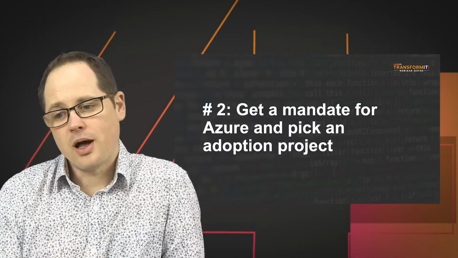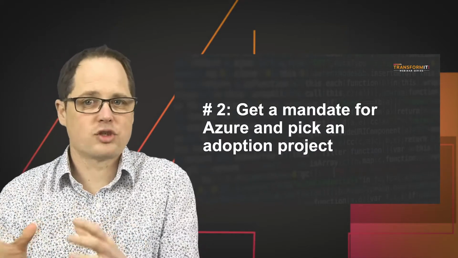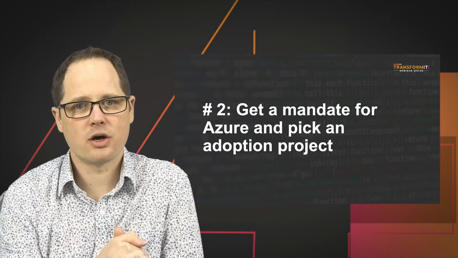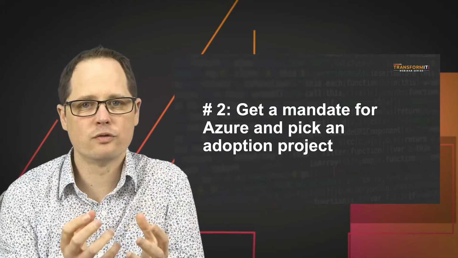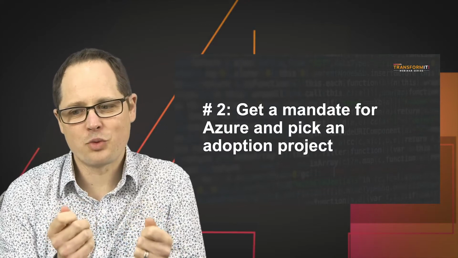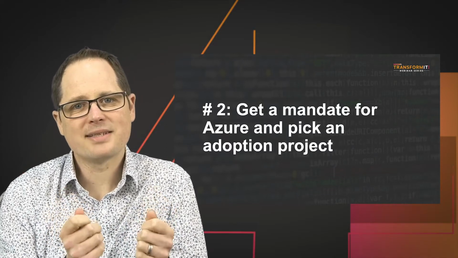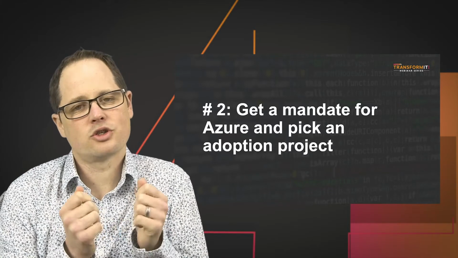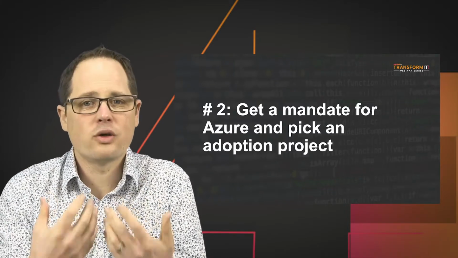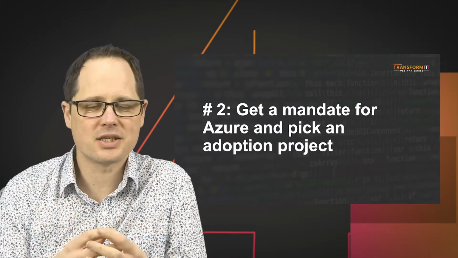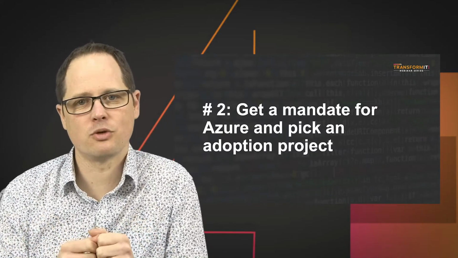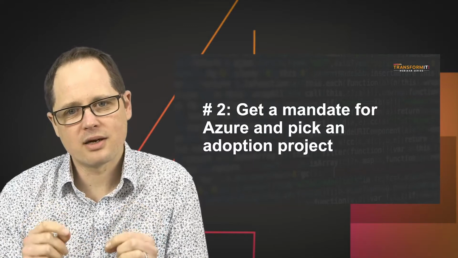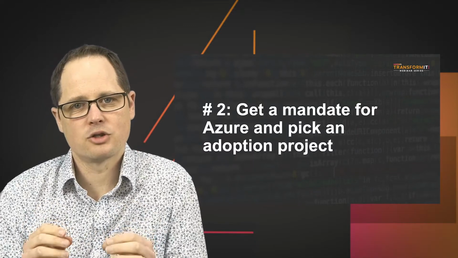Point number 2, and I think this is starting at that strategy side of it, and it's so important that you buy the business in to a move to Azure. So my next tip really is to get a mandate within your organisation to move to Azure. You know your own company, you know what that means in terms of how we get everyone bought in, who I need to buy in to the move to Azure. And the big guidance I can say is to find an adoption project.